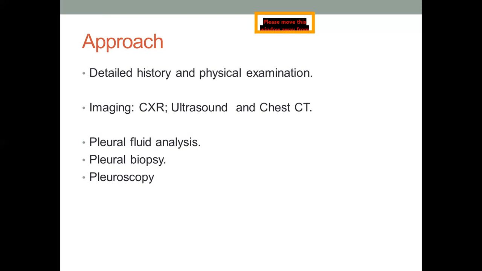When there is fluid, the fluid aspiration, which is called thoracocentesis, is important, and the fluid will be sent for routine examination. If the diagnosis of pleural effusion is not made, then pleural biopsy is indicated, and sometimes the pleuroscopy, which is medical thoracoscopy, is also done for the diagnosis.